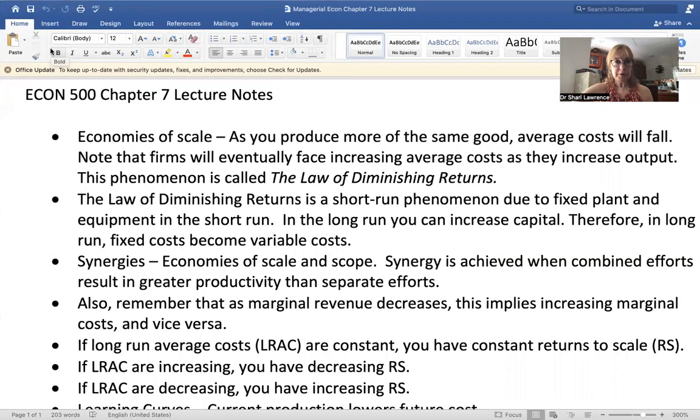Hello. This synopsis is about Chapter 7. Chapter 7 is a short chapter and it deals with economies of scale and economies of scope.